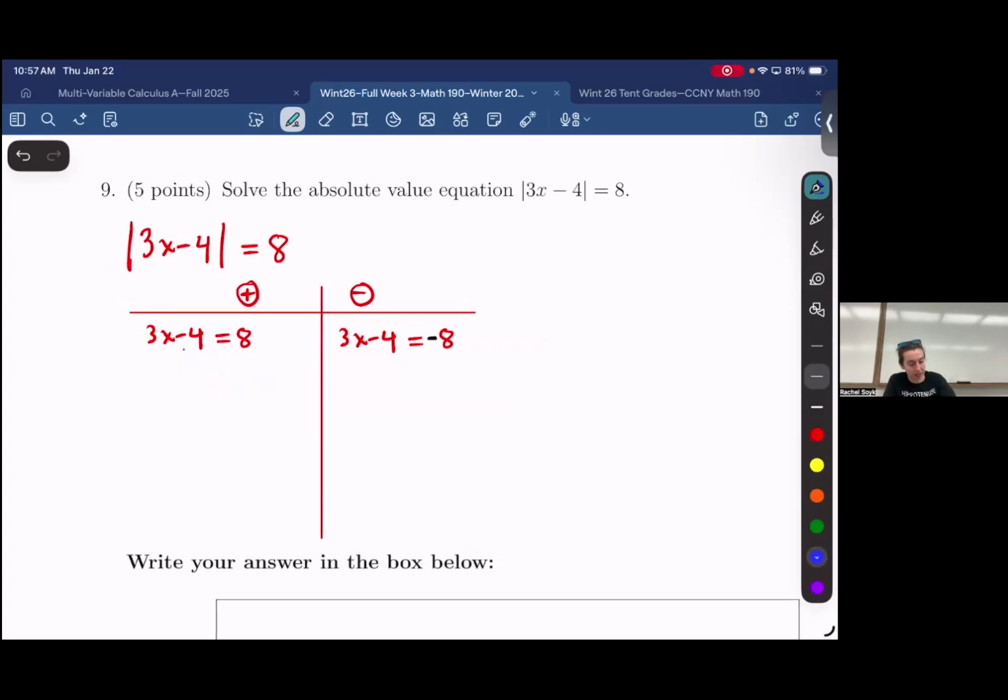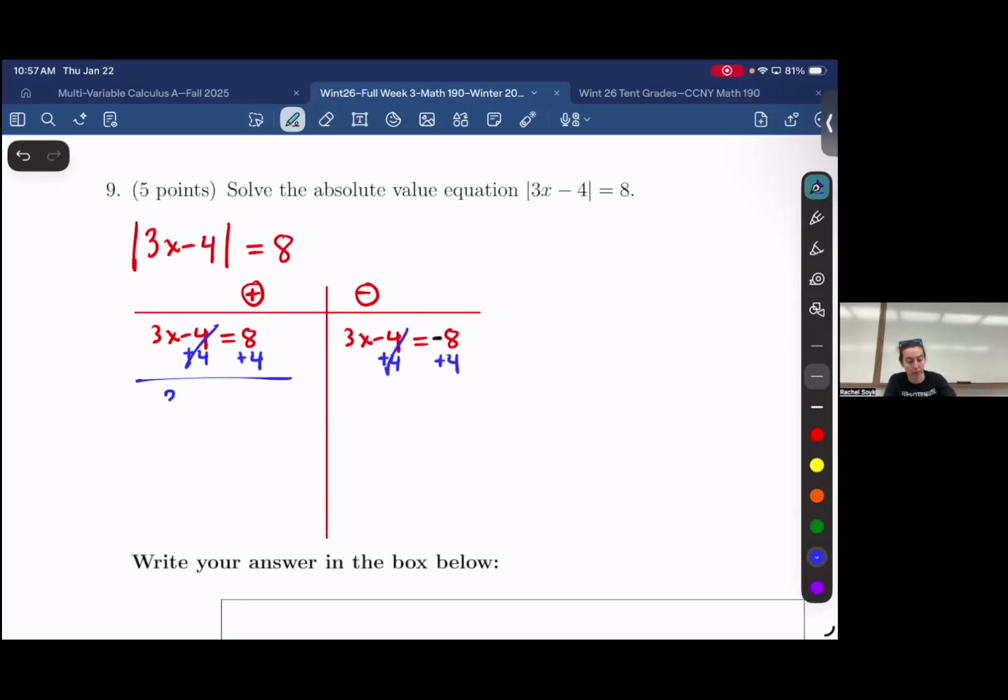So positive case, let's go ahead. Actually, in both cases, why don't we just add 4 to both sides simultaneously? Save yourself some time. The positive case, we get 3x equals 12. The negative case, we get 3x is equal to negative 4. And then let's go ahead and divide both sides by 3. So our two potential solutions are x is equal to 4 and x is equal to negative 4/3.